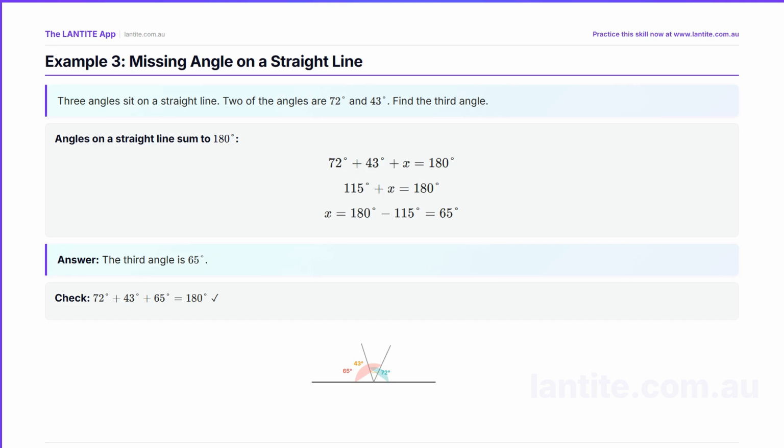3 angles sit on a straight line, and 2 of them are 72 degrees and 43 degrees. Since angles on a straight line add to 180, we add the known angles. 72 plus 43 equals 115. Then subtract from 180. 180 minus 115 equals 65 degrees. Always check your answer. 72 plus 43 plus 65 equals 180. Correct.